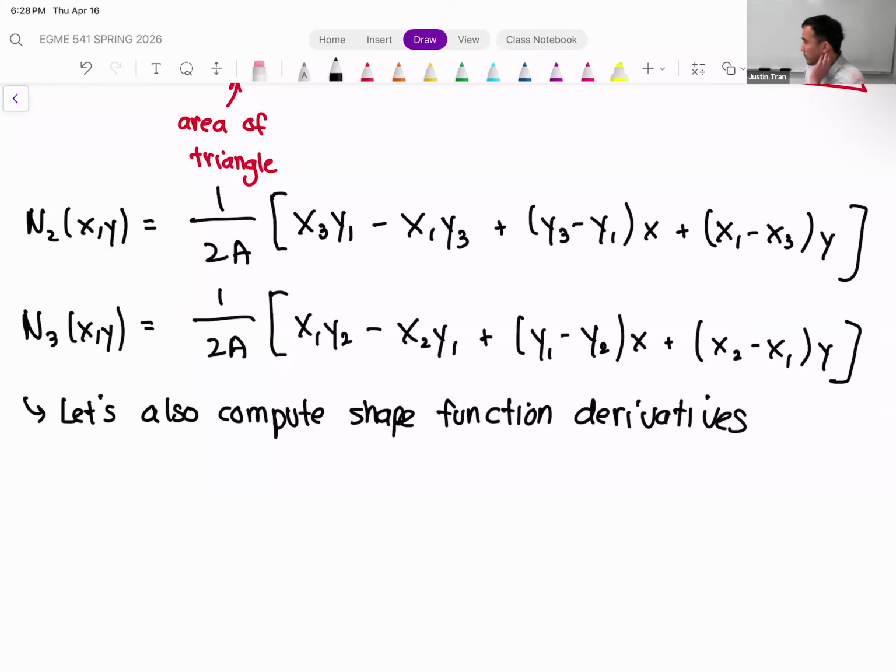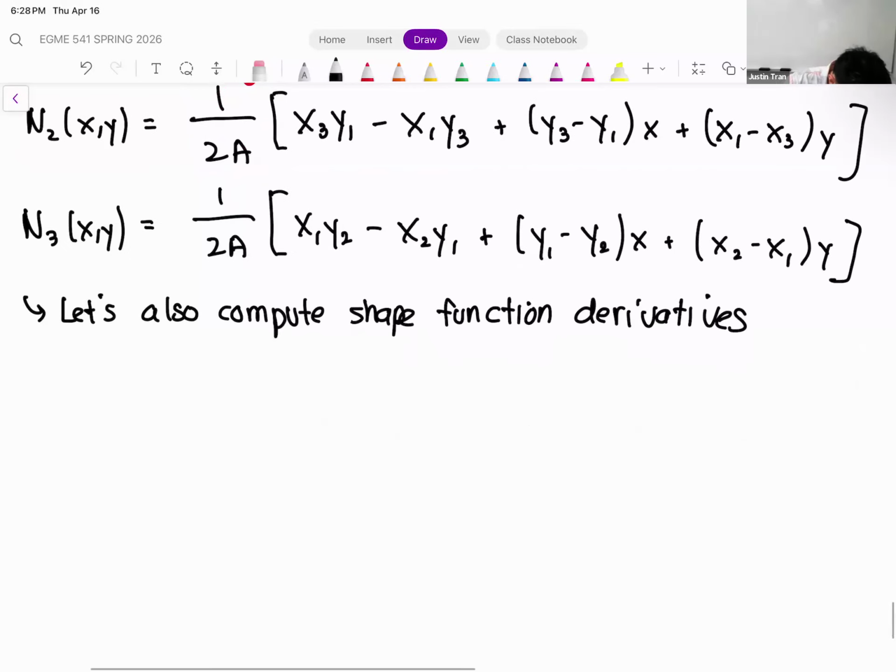So let's compute our shape function derivatives. This gets a bit more messy because we have 3 shape functions, up from 2, and our shape functions are also functions of x and y, and we're going to take derivatives of both. So there are going to be 6 total shape function derivatives: x and y derivatives of each of the 3 shape functions.